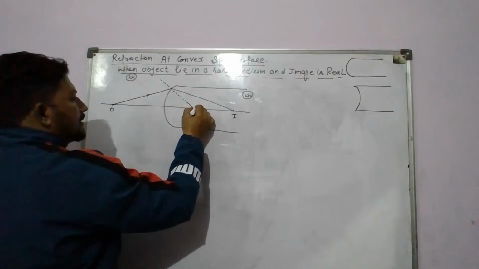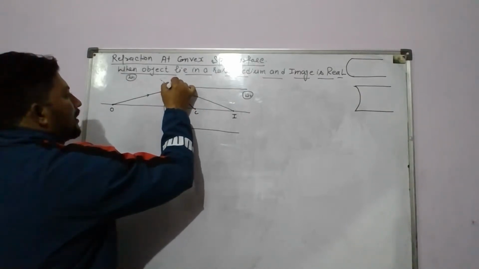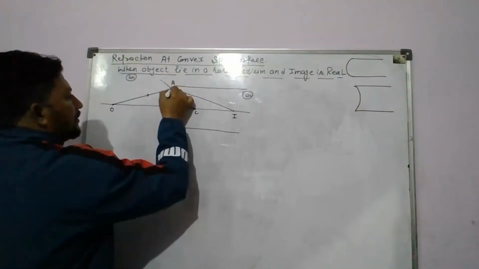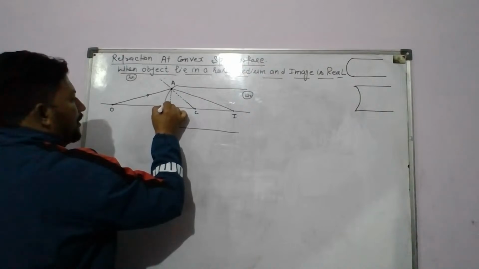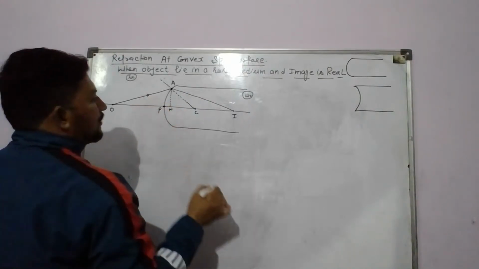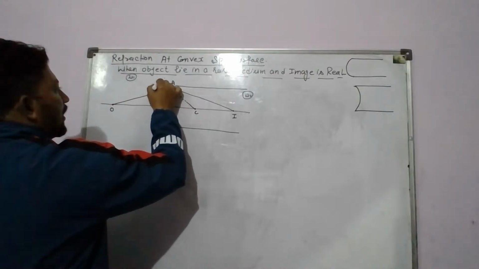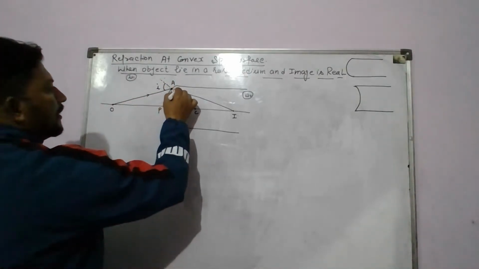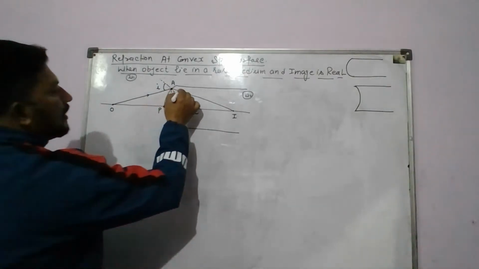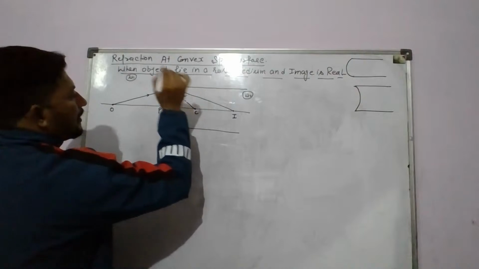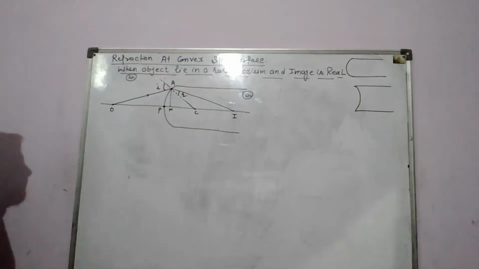This is your center of curvature. This point is A, this is your normal, very close to the pole. All the distances can be calculated from the pole. So this angle is I, the incident angle, and this angle is R, the refracted angle. So you prove this.